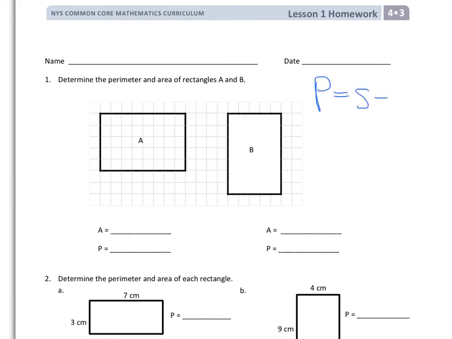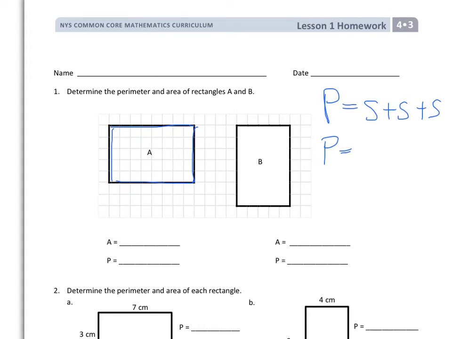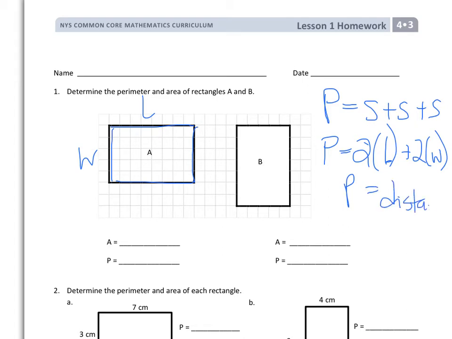You can do side plus side plus side, where you'd find the measurement of each length of side and add those up. The other idea for perimeter is you can take both the length, so if this is the length and this is the width, you could take 2 times the length plus 2 times the width. And that will also tell you the distance around. So perimeter is always going to be the distance around.